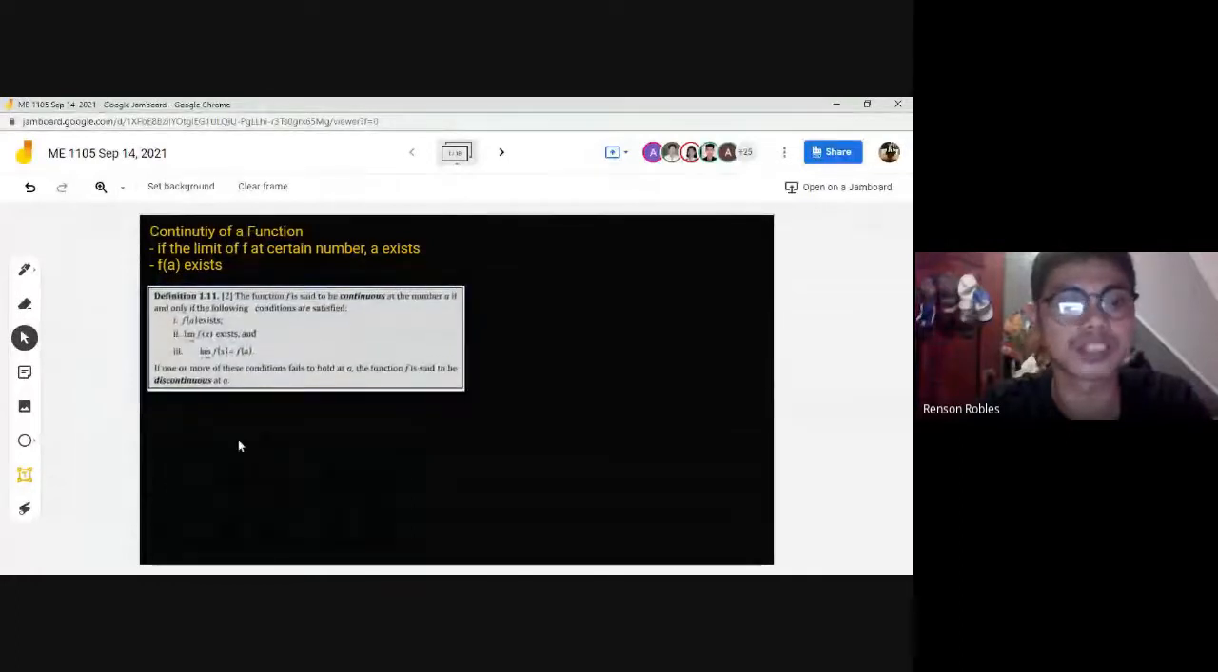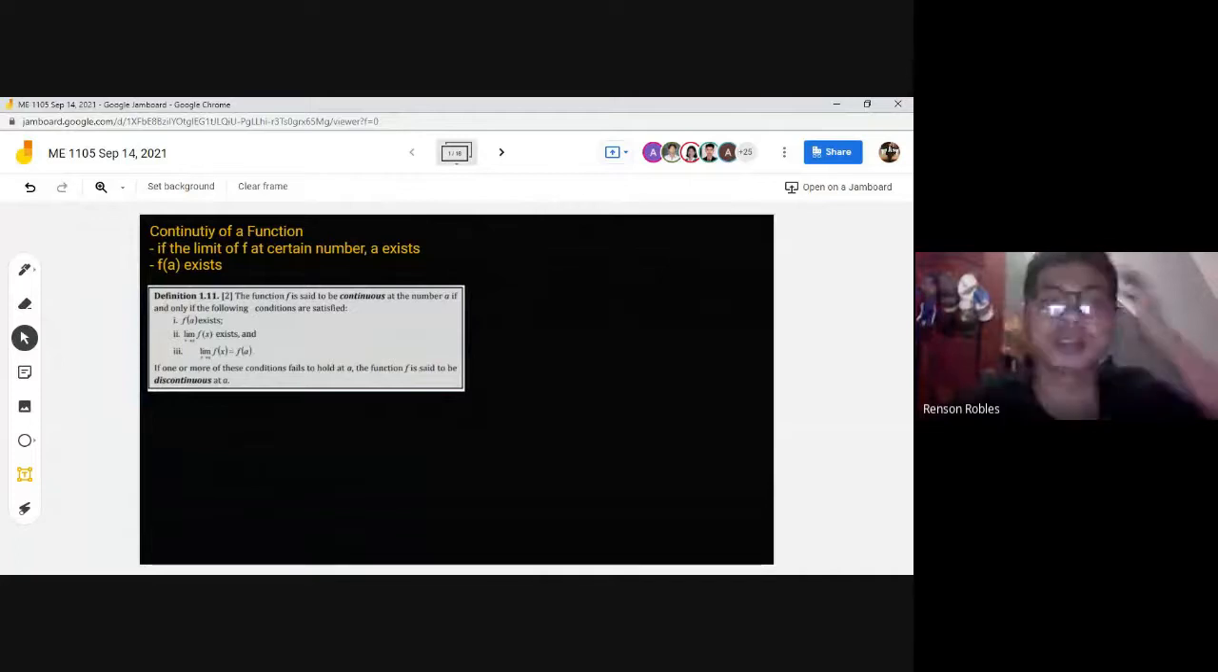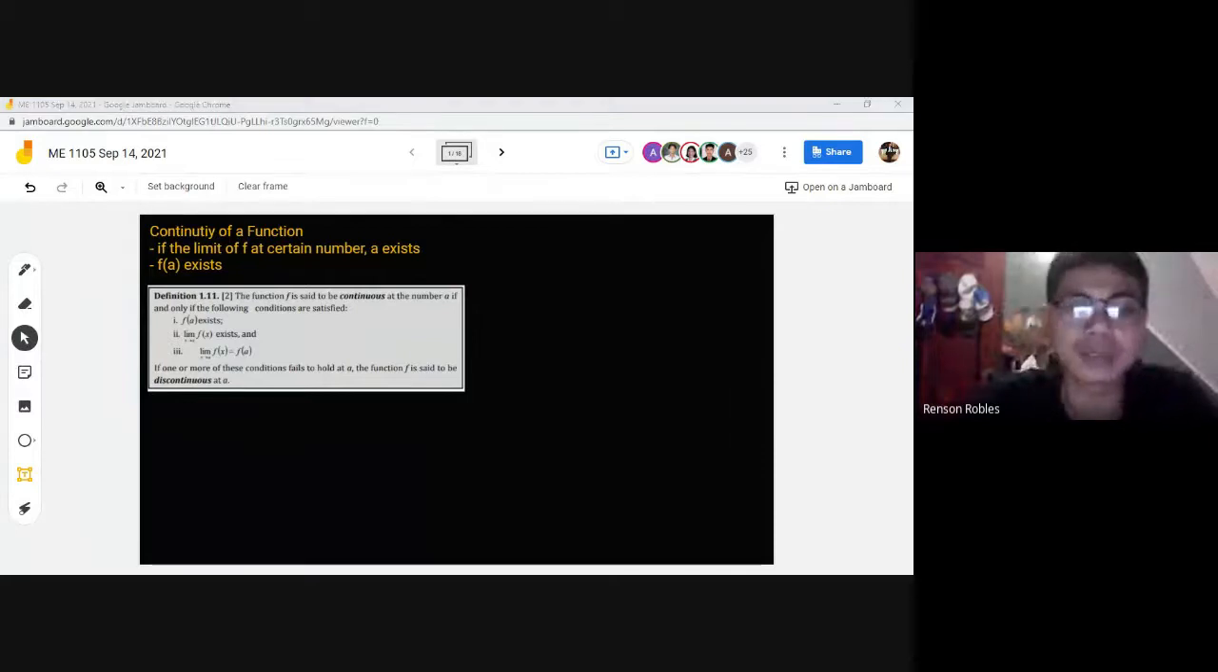Definition 1.11: the function f is said to be continuous at the number a if and only if the following conditions are satisfied. Number one, f of a exists. Number two, the limit of f of x as x approaches a exists. And number three, the limit of f of x as x approaches a is equal to f of a. So let us try this particular example.